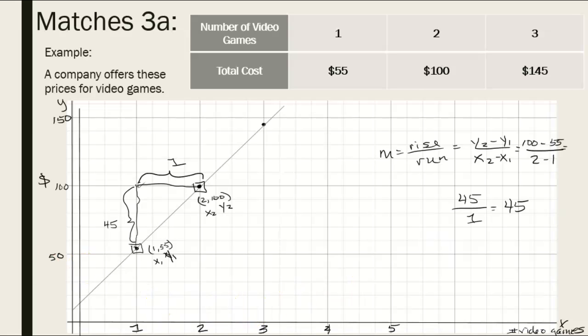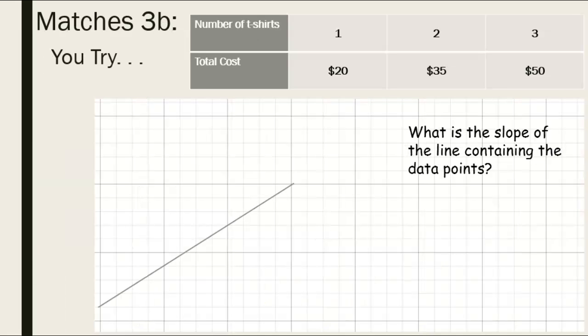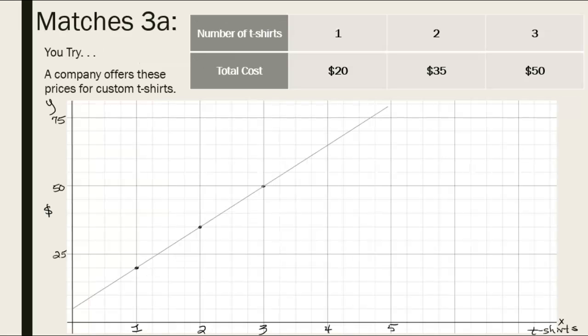Okay? So now what we would do is jump down to part B. We want you guys to try and figure out what is the slope of the line containing the data points. So I'm going to go back up to this because this is the one that you guys did, and I'm going to see if you can pause your video and find the slope of this line for me. Okay, now hopefully you had an opportunity to get that done.